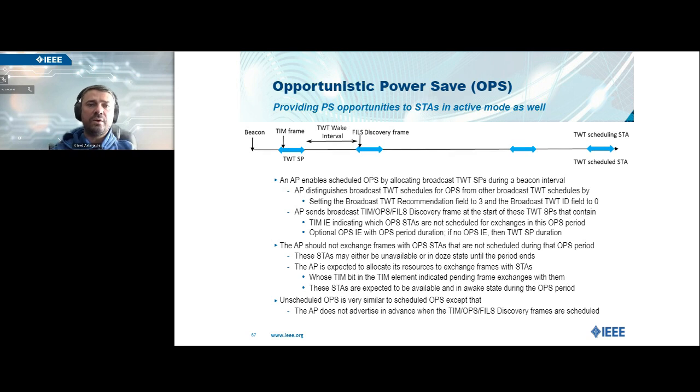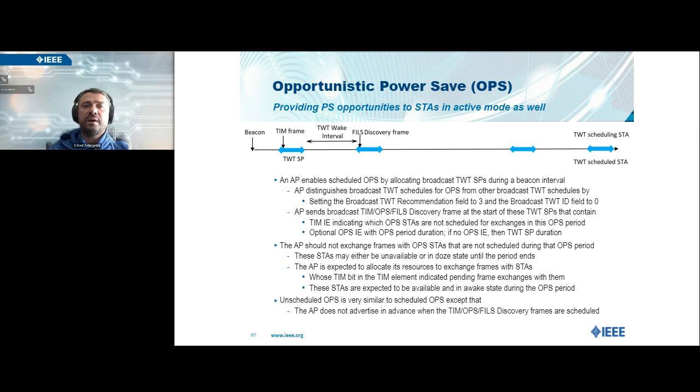Opportunistic power save, one of the modes relies on TWT, which is the scheduled version. And there is another mode, which is the unscheduled opportunistic power save, which does not rely on the TWT, or the broadcast TWT. So from a scheduled perspective, the access point enables scheduled OPS by essentially allocating a service period during a beacon interval, saying that, okay, this is going to be an opportunistic power save schedule that we're going to rely on during the service period.